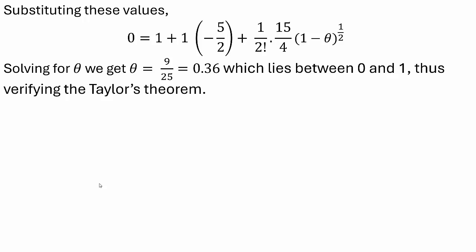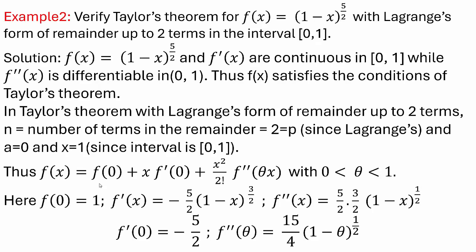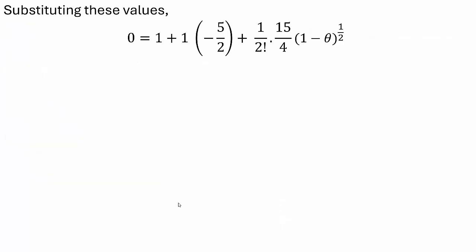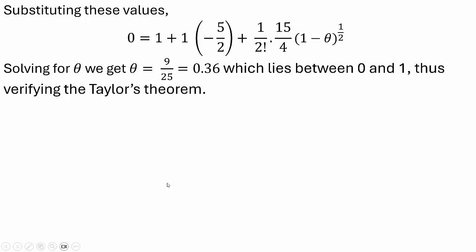Solving for θ, we will get θ equal to 9 by 25. 9 by 25 is nothing but 0.36. This value lies in the interval 0 and 1, and thus Taylor's theorem is verified. What we have to do? We have to expand, and by using the conditions given, find out the value of θ and check whether that θ lies in the given interval 0 to 1. If θ lies in the given interval, then Taylor's theorem is verified. If θ lies outside that interval, then Taylor's theorem is not verified. Here, θ equal to 0.36 lies between 0 and 1, and hence Taylor's theorem is verified.